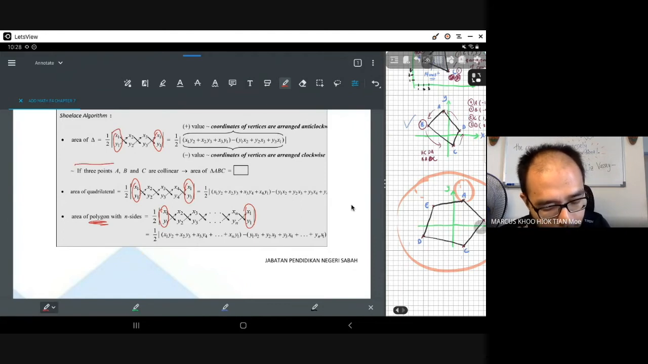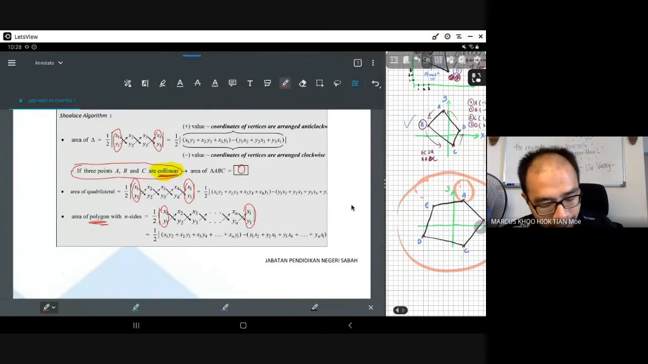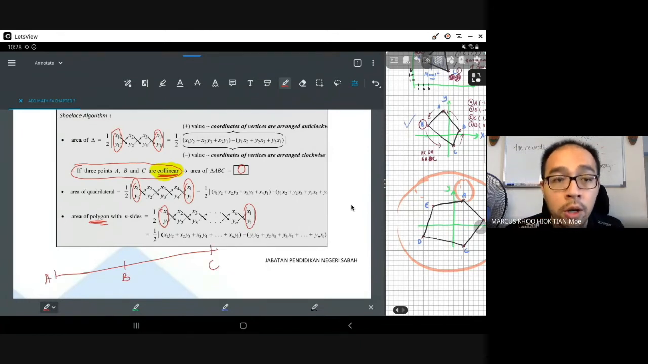Now, if three points A, B, C are collinear, highlight the word collinear, please, because I want you to understand that collinear means the area equals 0. Collinear means they are on one line like this, A, B, C. Where got area if it is one line like that? So when you see the word collinear, you know that the area equals 0.